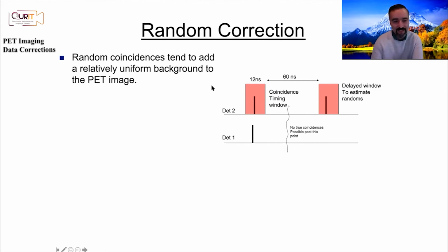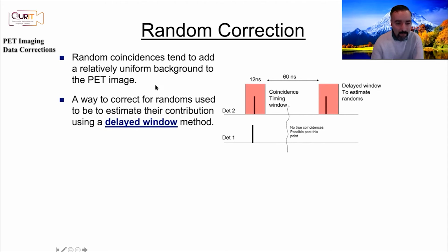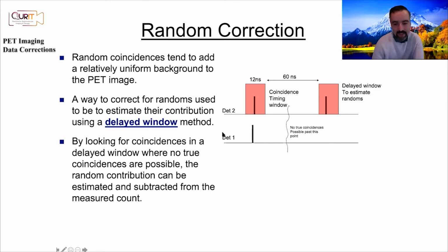But basically, one idea that people used especially was using a delayed window to estimate randoms. Random coincidences tend to, first of all, add a relatively uniform background. A way to correct them is to use the delayed window method. So what is that? Let's just focus on detector 1 and detector 2.